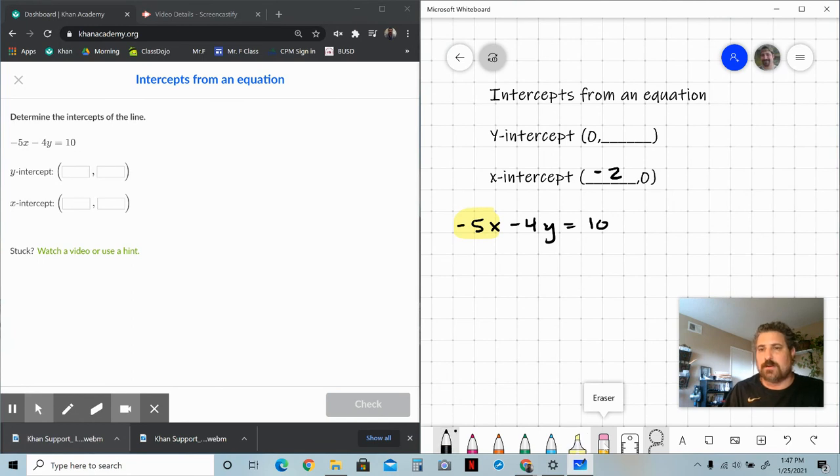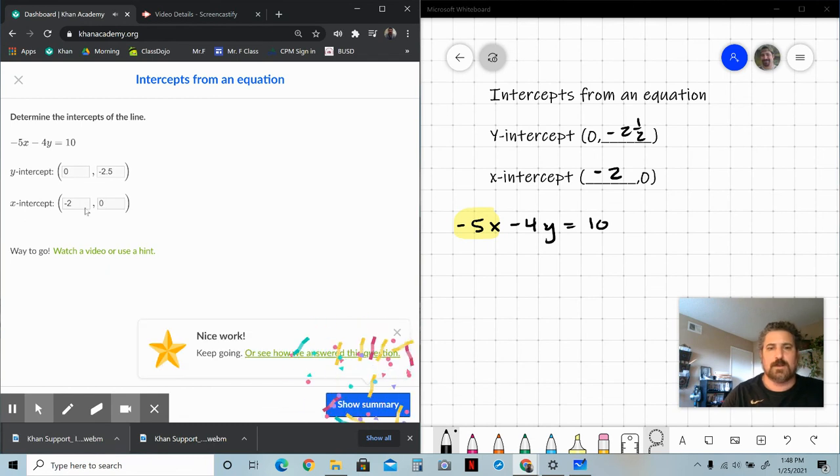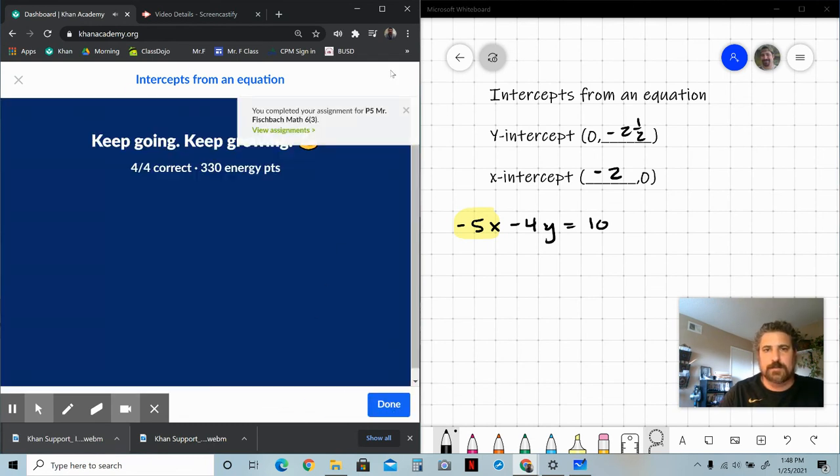So basically, you're looking at these two intercepts, right? The y-intercept is going to be negative 2 1/2, and the x-intercept is going to be negative 2. And let's plug that in. So over here, the y-intercept is going to be 0, and then a negative 2.5, which is the same as negative 2 1/2. And the x-intercept is going to be negative 2, 0. And that's kind of how you do it. So hopefully that helps.